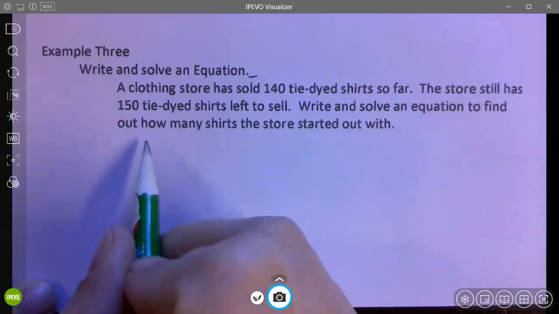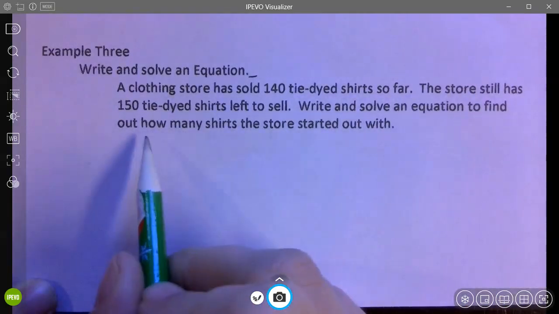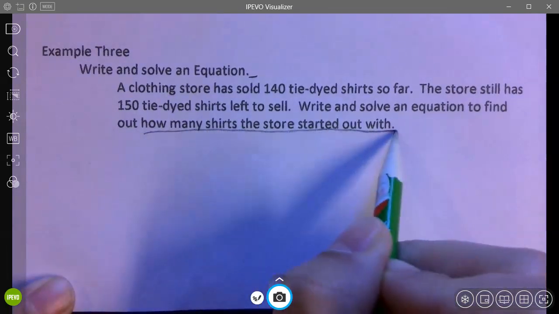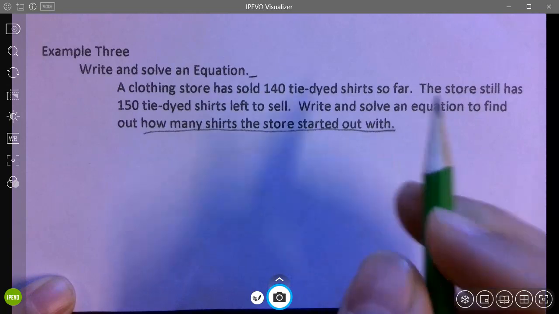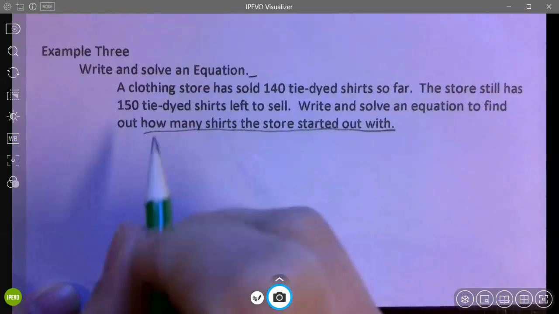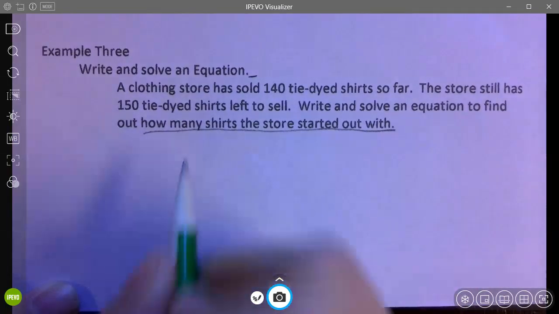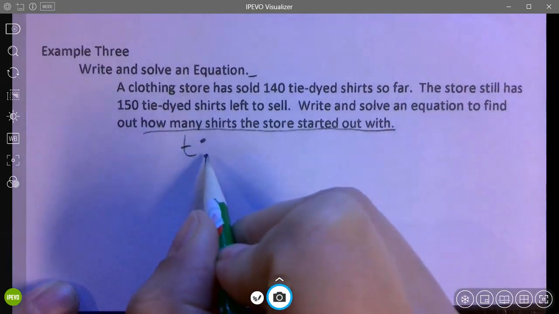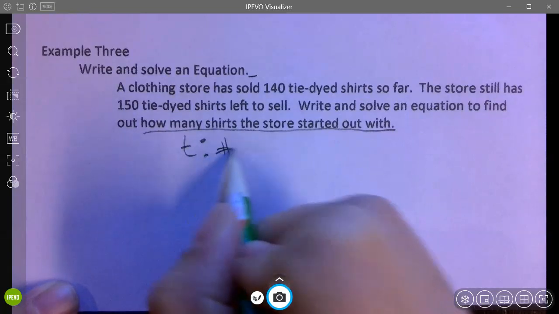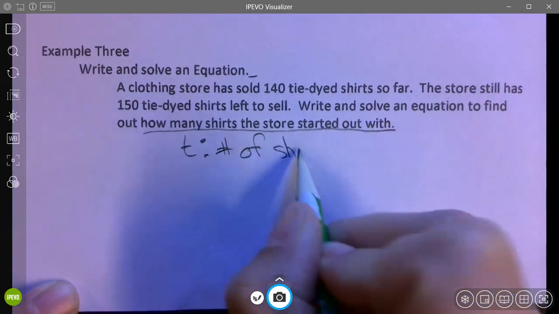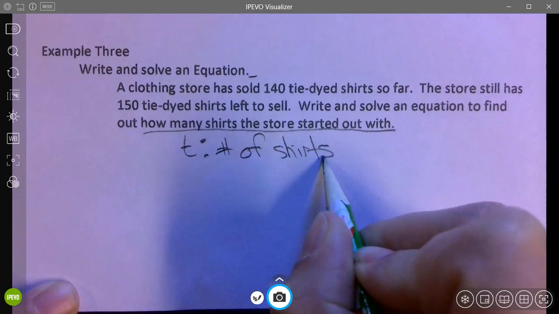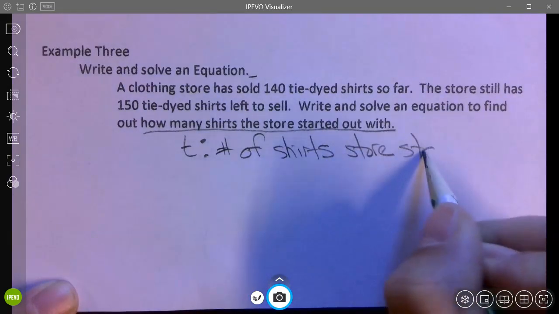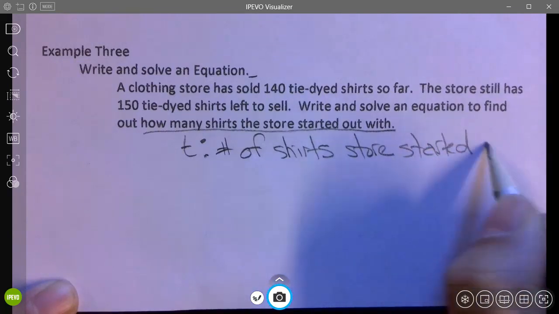Remember, go to your question. What's it asking you to do? It wants you to find out how many shirts the store started out with. So I'm going to assign a variable. I'm going to write a T for the t-shirts and number of shirts the store started out with.